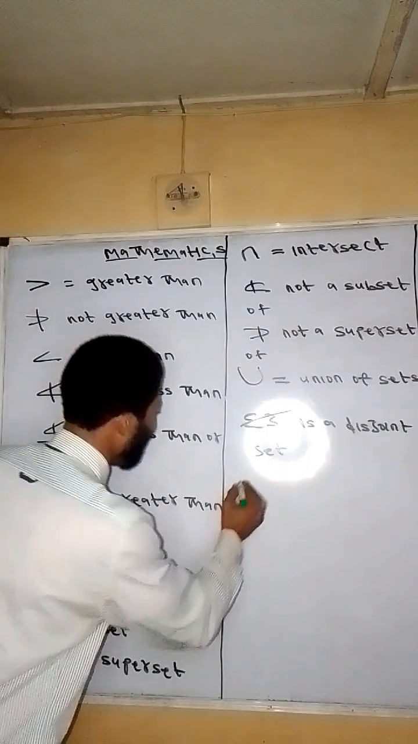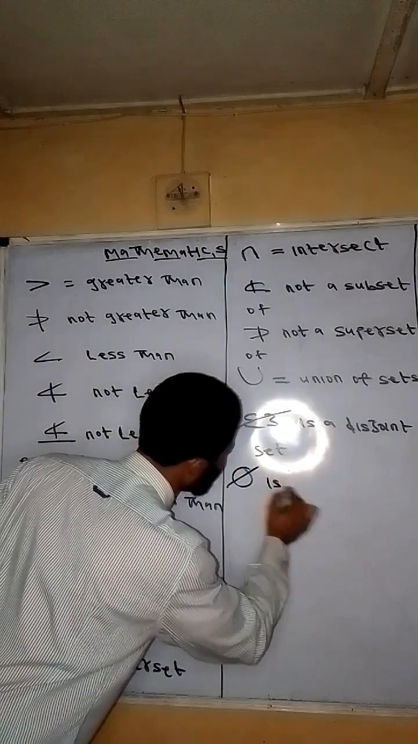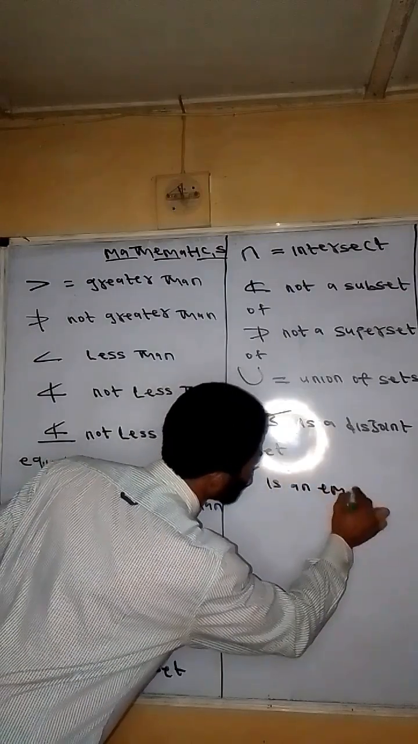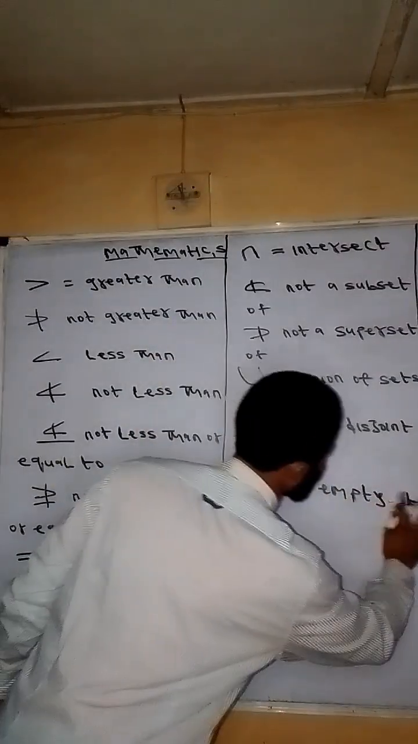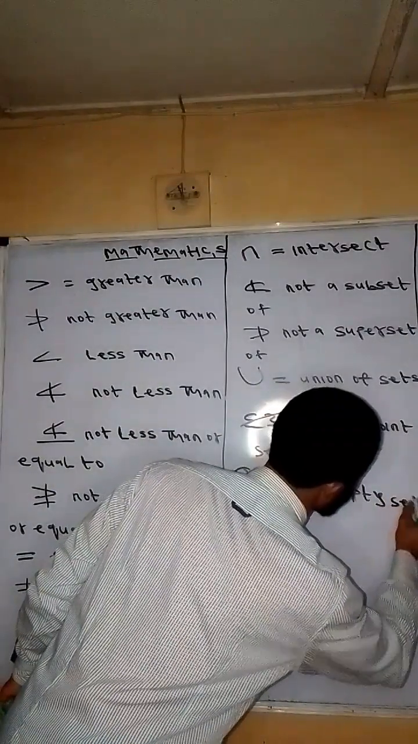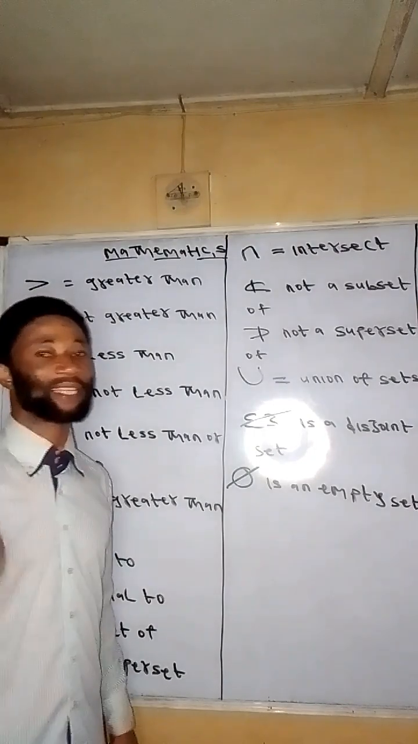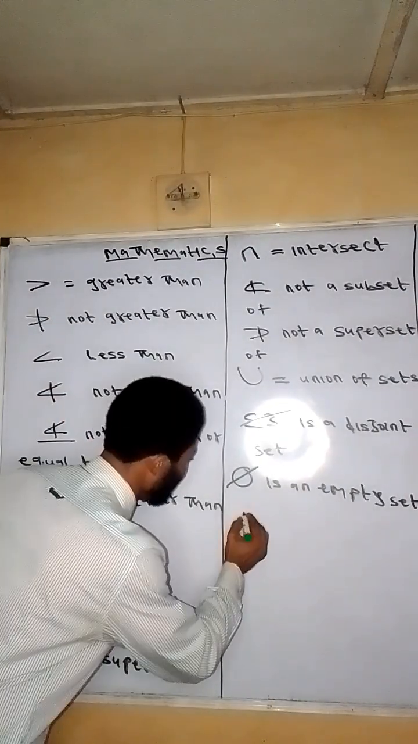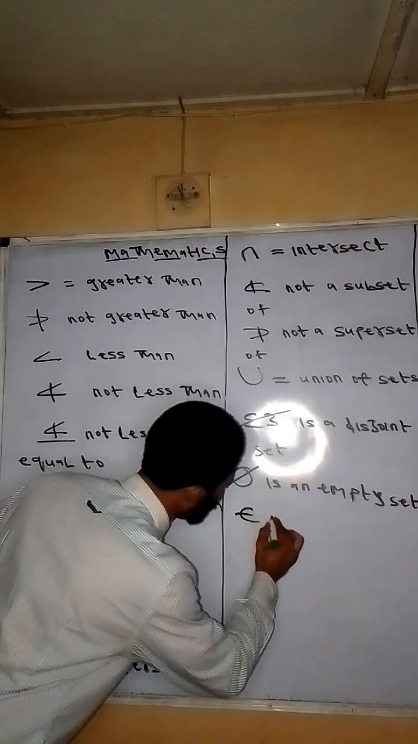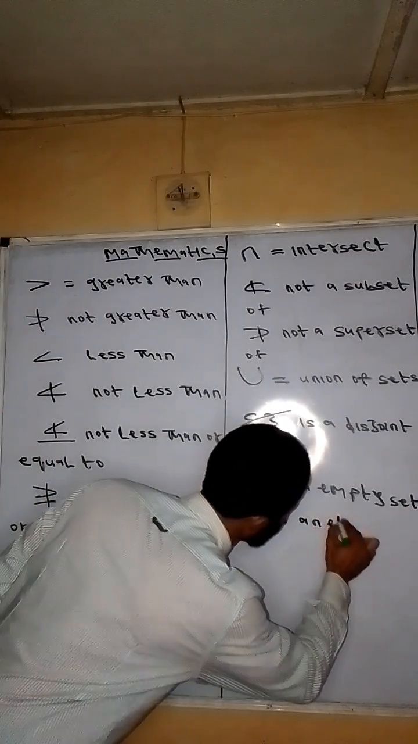Now, if I have something like this, this guy means an empty set. Somebody may ask, what is an empty set? An empty set is a set that has no elements. So when a given set has no element, we categorically say that the set is an empty set.